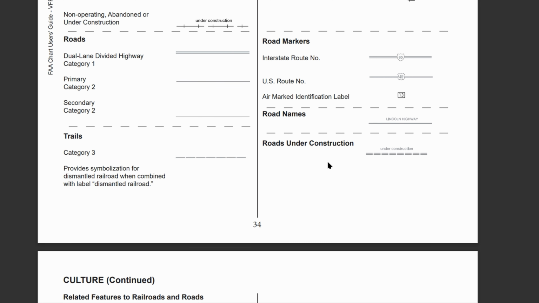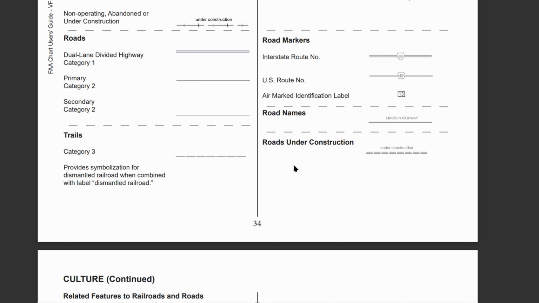If something is under construction, it's going to look like a dual lane divided highway, but it's going to have under construction over it, and it's going to have these breaks inside of it. Typically, if you have something that's under construction, you're going to have breaks. That's pretty much it. This doesn't follow for the trails though, because you can see the trail also has breaks in the line. This is specifically for trails, and that is what it's going to denote.